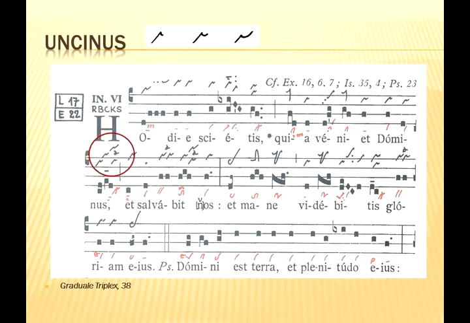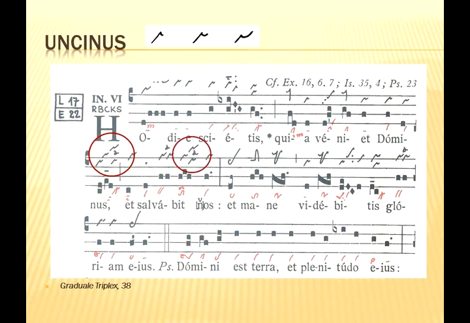If we look at the second line, the syllable nus, N-U-S, which ends the word dominus, is notated in Laon with 4 uncini. The last two have an A for augete, to lengthen between them. Notice that the third uncinus has a slightly longer tail than do the others.